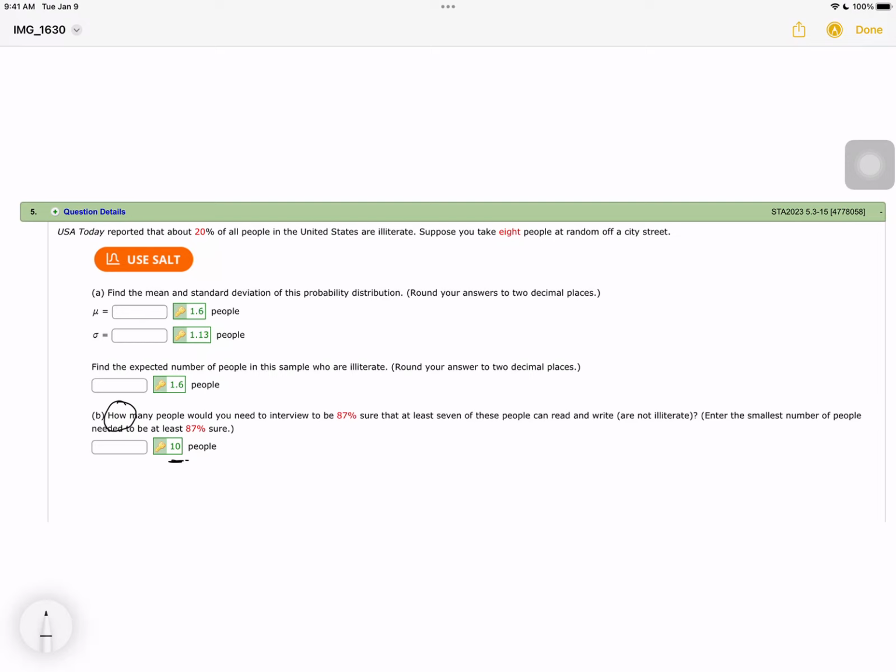Now, the next thing is that they say we want to be 87% sure. And so what that's telling me is that the answer to the problem is going to be 0.87. That's the problem answer we're looking for, and we're going to have to keep an eye out to see if we can get to that answer. The next thing says at least 7. And so it means that we're trying to find the probability that x is greater than or equal to 7.